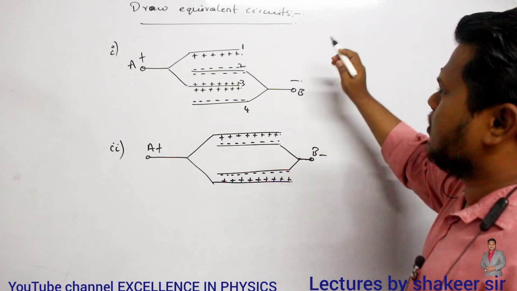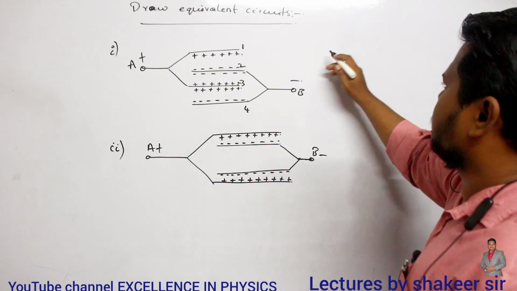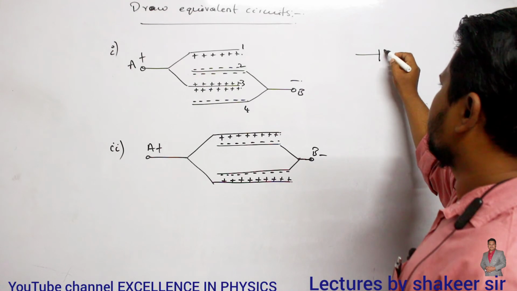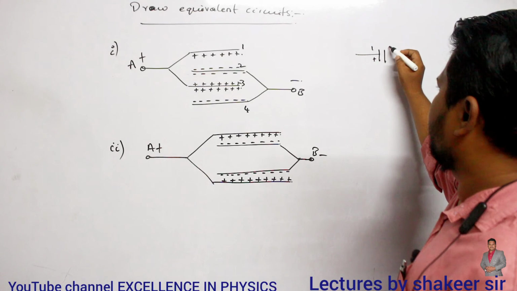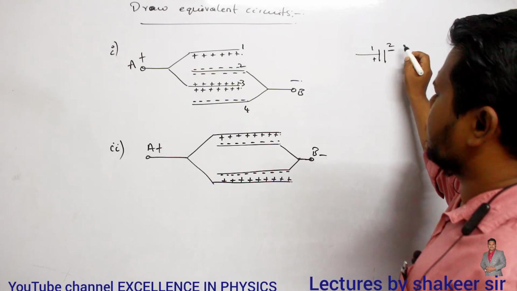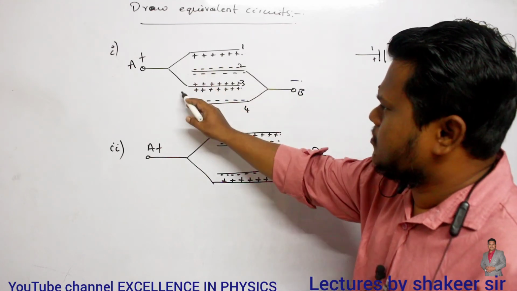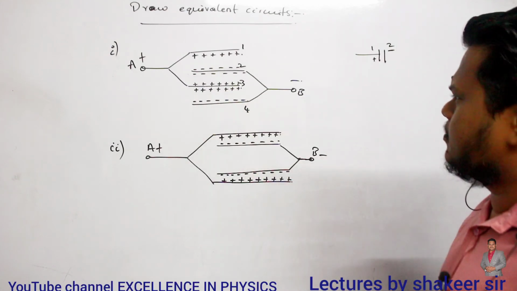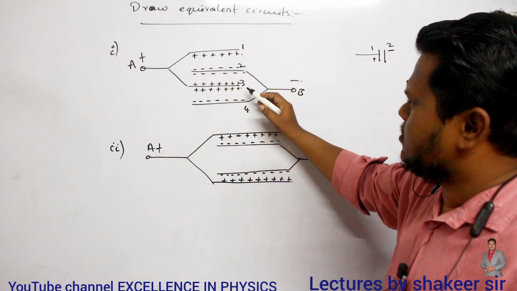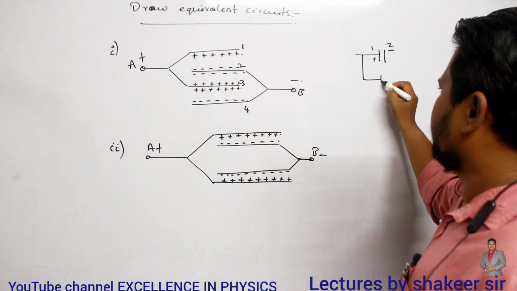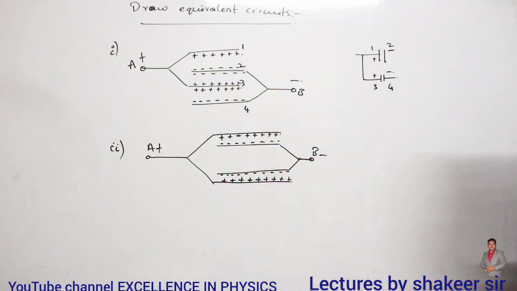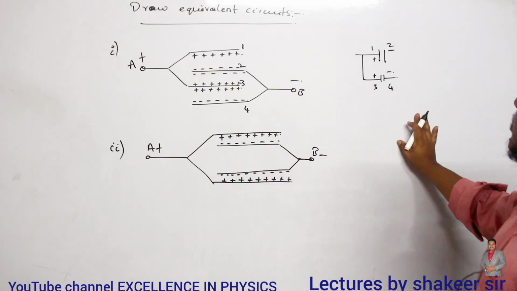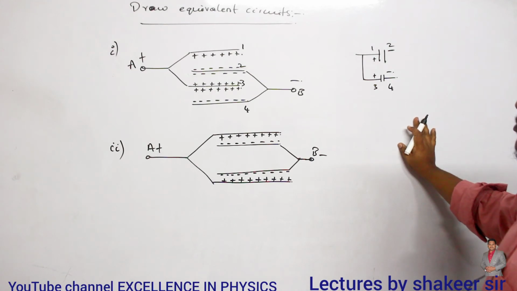So we will start from plate number 1. Here, this plate. So the first plate is positively charged. It is connected to plate number 2, which is negatively charged. Clear? Same, the first plate and third plate are connected at the same potential. So the first plate and third plate, so 3 and 4, will form one more capacitor. So 3 and 4. Okay? So next, 2 and 4.